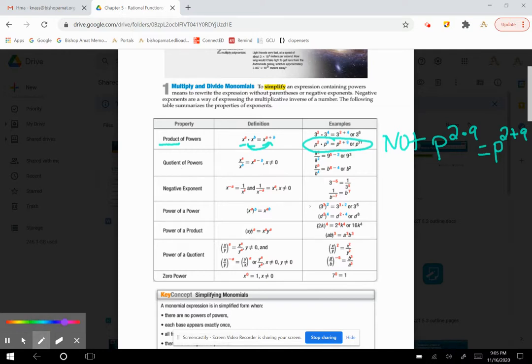With the quotient, which is division, when you divide two variables, you subtract. Again, the easiest one to look at would be the variables. b to the 6 over b to the 4th, you subtract those. b to the 6 minus 4 is b squared. Notice x cannot be equal to 0 because you can't have 0 on the bottom of a fraction. That would make it undefined, right? Any number over 0 is undefined.